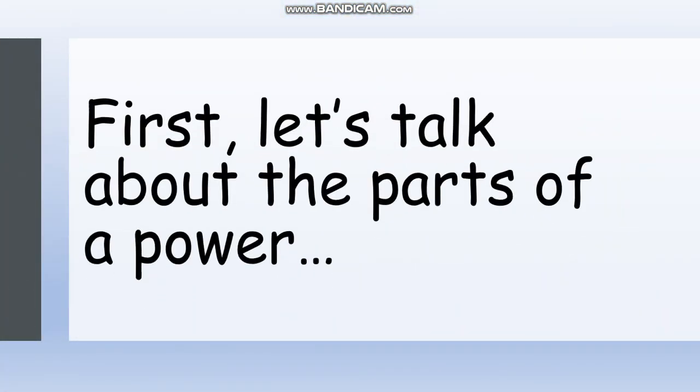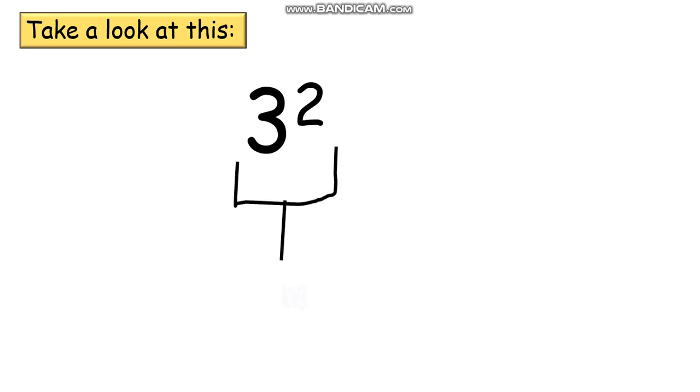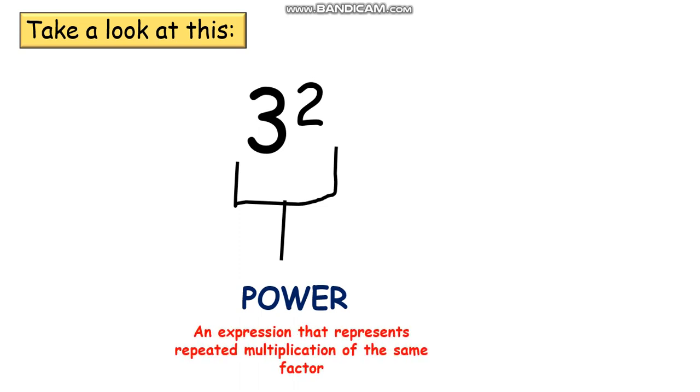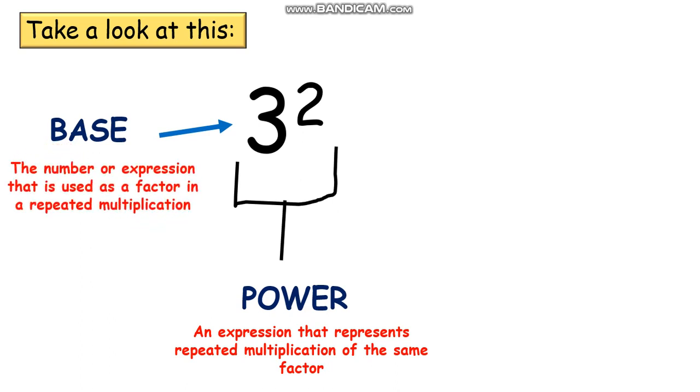So first we're going to talk about the parts of a power. Take a look at this. What you see here is called a power. A power is an expression that represents repeated multiplication of the same factor. Now there are two parts of a power, the base and the exponent. The base of a power is the number or expression that is used as a factor in a repeated multiplication. In this power, the base is 3.